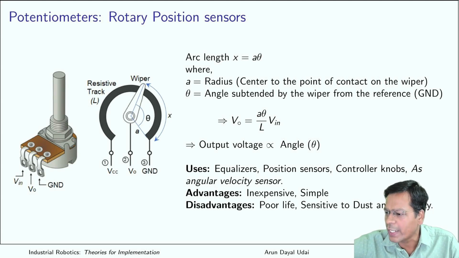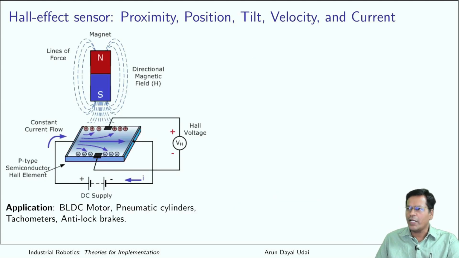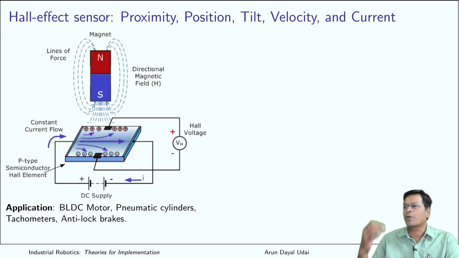So this is how it looks like. They are exactly the same. Flanges are designed such that you can quickly replace your optical encoders with this, so they are interchangeable. We have already used Hall sensors for BLDC motors to detect rotor position. Today we'll learn about the principle, how it works.